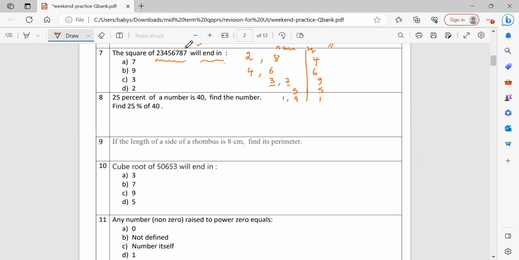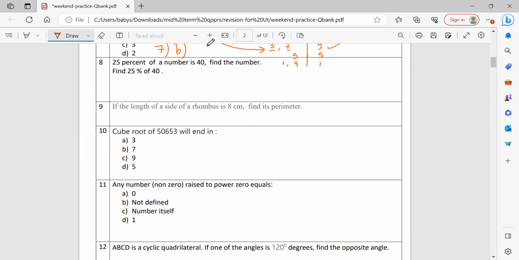So you just have to look at the ending digit here, which is 7, and go with this. If the digit ends in 7, its square will end in 9. So the correct option is option B. So you have to report it as 7B. And no other entry because it cannot end in any other number. Next, 23.